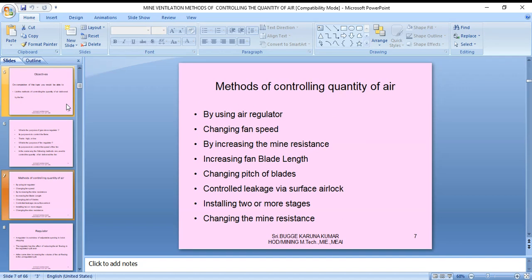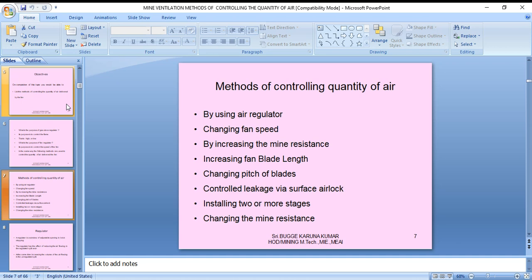Methods of controlling the quantity of air: using an air regulator, changing fan speed, increasing the mine resistance, increasing fan blade length, changing the pitch of the blade, controlling leakage via surface airlock, and installing two or more stages to change the mine resistance. So these are the methods of controlling the quantity of air. One by one, see, by using an air regulator.